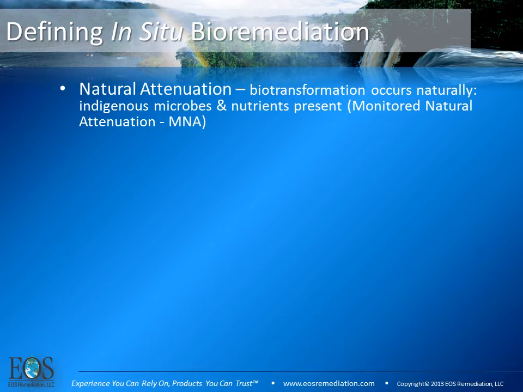And there's really three types of bioremediation that are out there. Three sort of general fields of in situ bioremediation. The first one is called natural attenuation, and that's where the biotransformation occurs naturally. You have the right kind of bugs, and you have the right kind of carbon source or nutrient source. And in the literature, this is known as monitored natural attenuation, because all you have to do is just monitor the groundwater conditions, and the contaminant will clean itself up naturally over time.